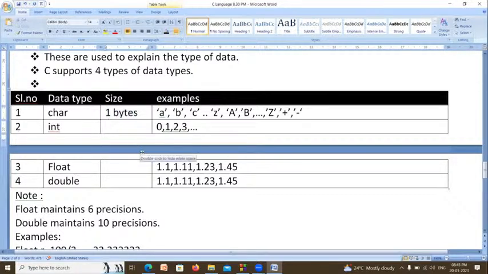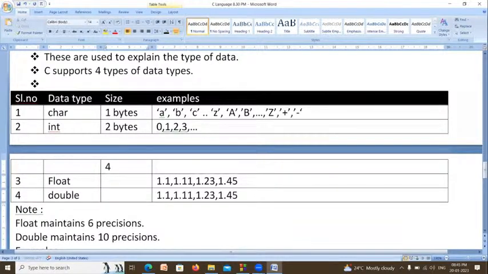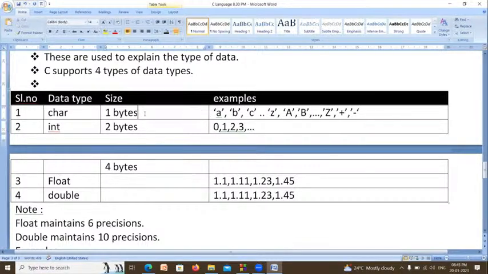What is the size of integer? Size of integer is 2 bytes. In some systems, it is also 4 bytes. Now, when is it 2 bytes and when is it 4 bytes, I will explain you. There are 4 types of operating systems available: 8-bit, 16-bit, 32-bit, 64-bit. If your system is having 32-bit operating system, then the size of integer is only 2 bytes. If your system is having 64-bit operating system, then the size of integer is 4 bytes.